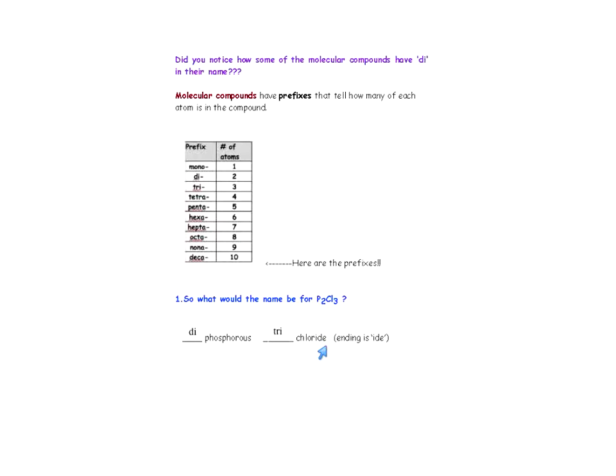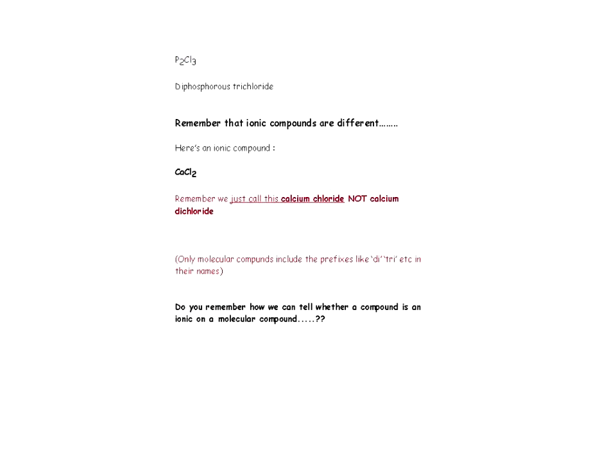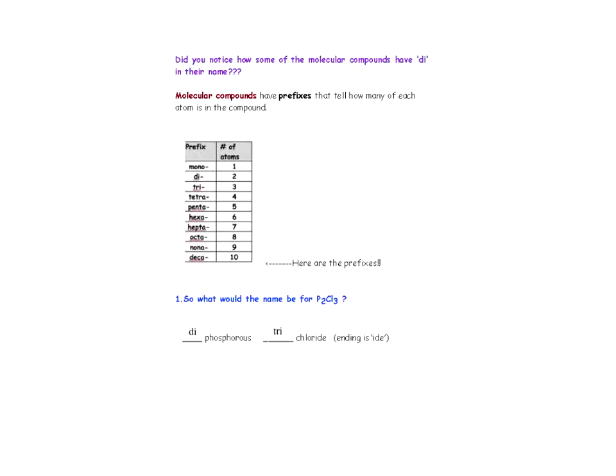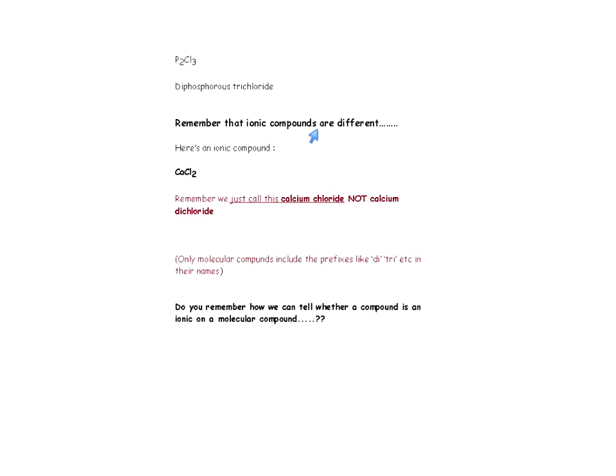Does that help a little bit? We'll go over some others as well. And again, please let me know if there's something you want to stop on, okay? All right, so now diphosphorus trichloride is a molecular compound. We already talked about that, right?